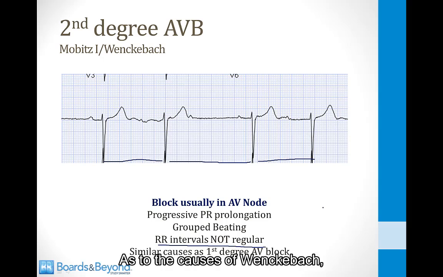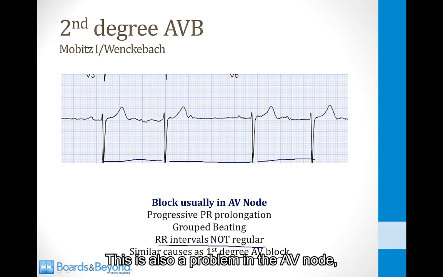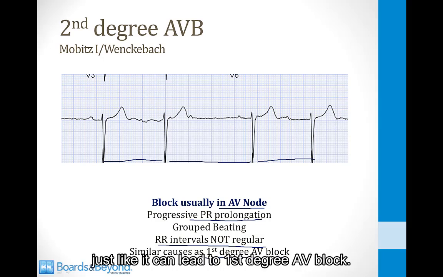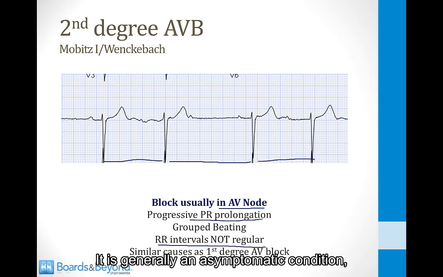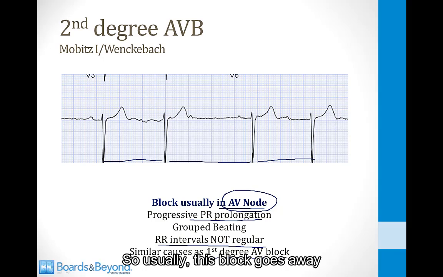As to the causes of Wenckebach block, they are similar to the causes of first-degree AV block. This is also a problem in the AV node in most cases, just like first-degree AV block, so anything that slows conduction in the AV node and prolongs the PR interval can lead to Mobitz type 1 or Wenckebach block, just like it can lead to first-degree AV block. So Mobitz type 1 or Wenckebach block can be seen in patients on beta blockers or calcium channel blockers or in well-trained athletes. It is generally an asymptomatic condition, and that's because it involves the AV node, and conduction through the AV node improves with exertion, so usually this block goes away when patients exert themselves.